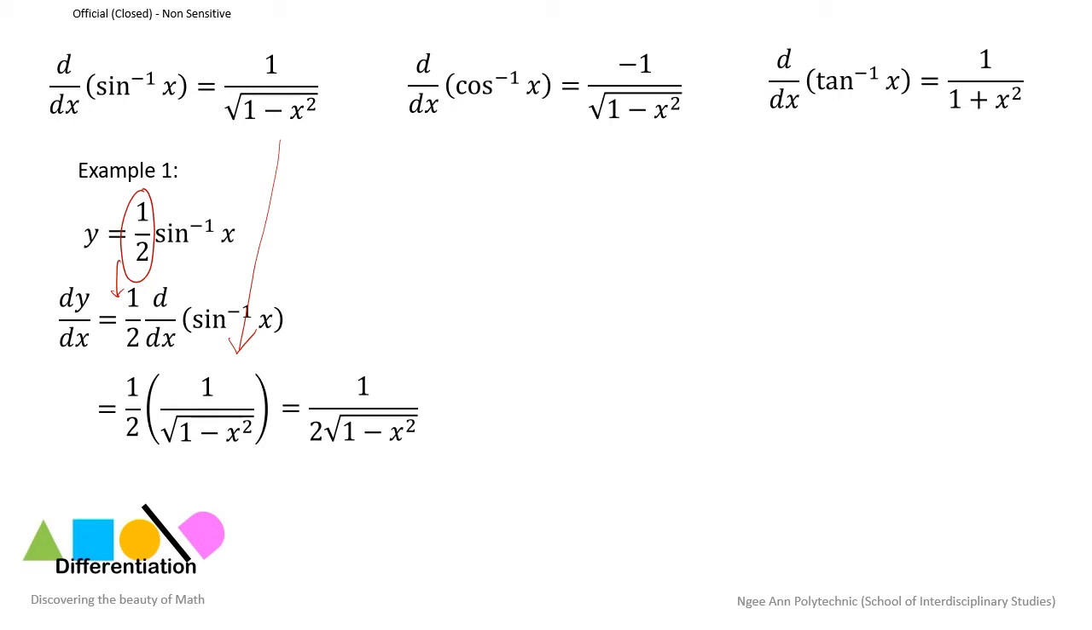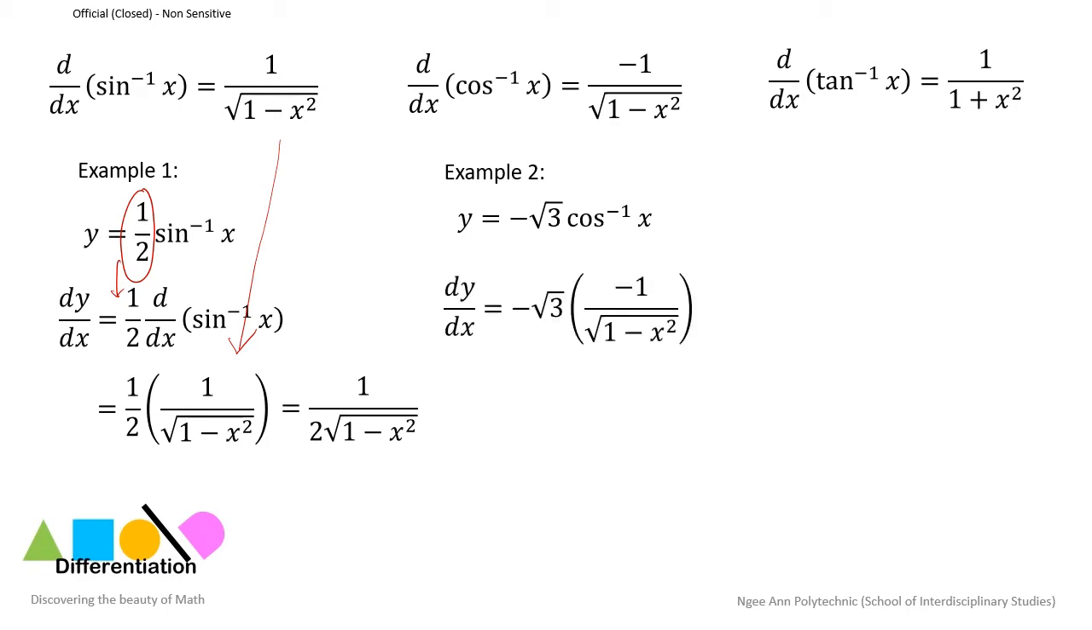Let's look at the second formula, and using example 2, when we want to now differentiate y, and y is given by a cosine inverse expression. So I want to obtain dy dx. The constant that we should keep is negative root 3, and applying the formula to differentiate cosine inverse, I get negative 1 over root 1 minus x squared. And I can rewrite it this way.